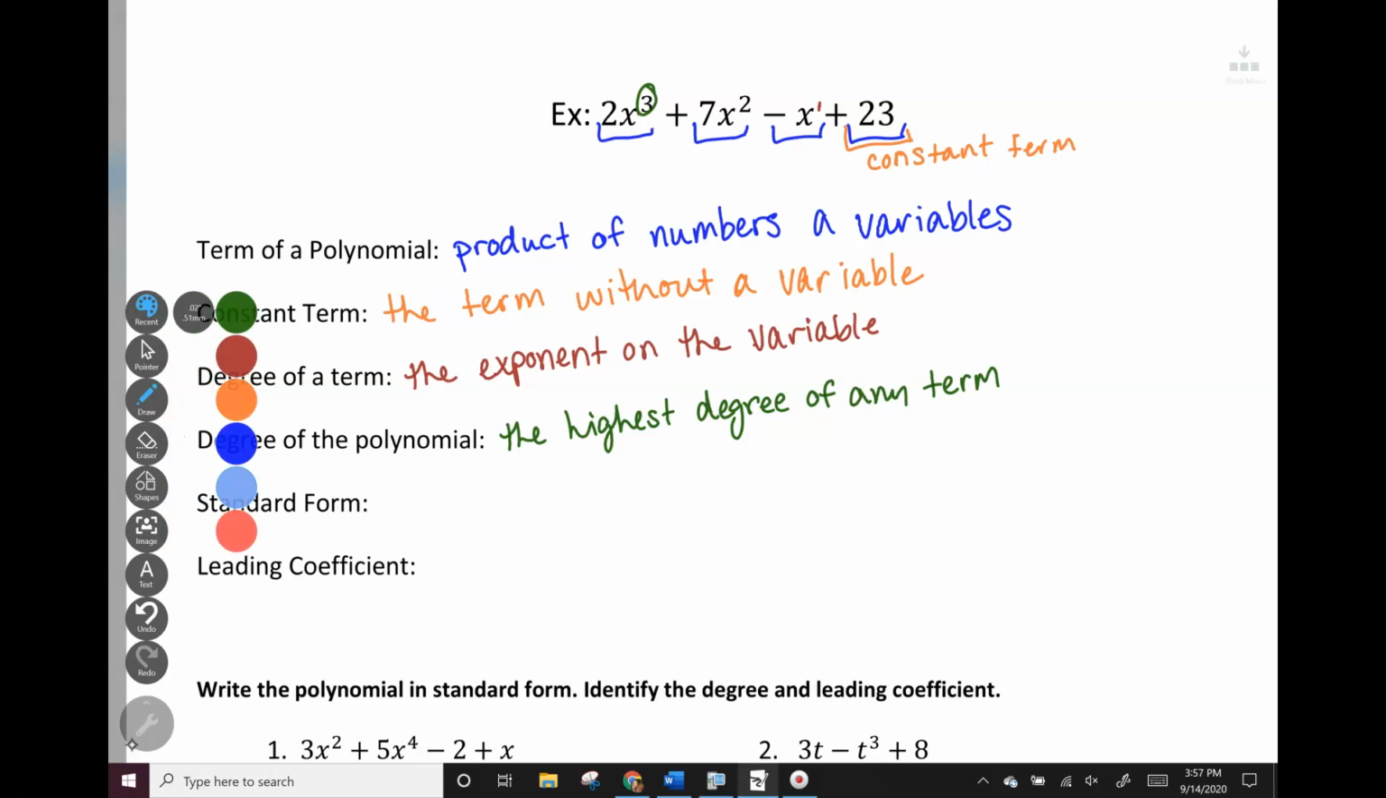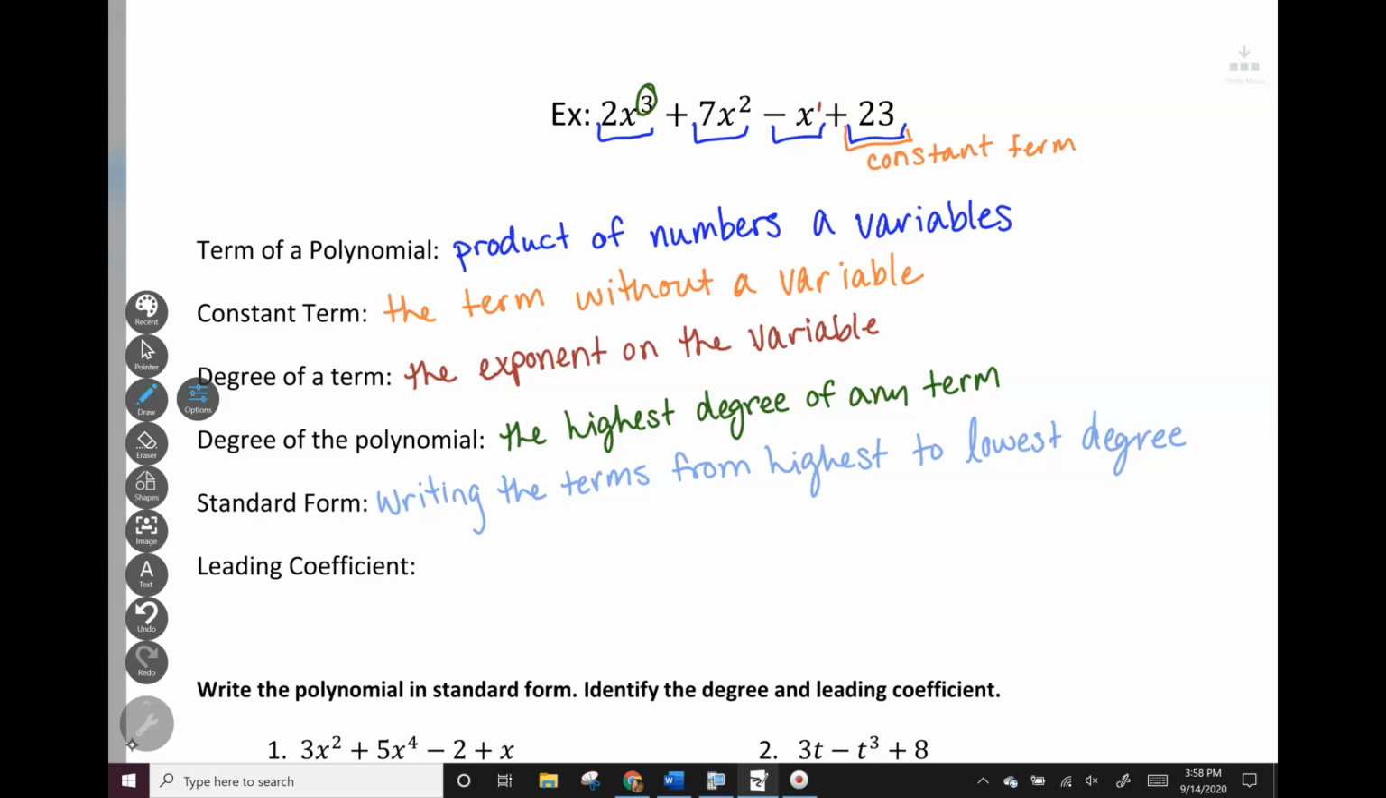Standard form. What is standard form? That's when you write the polynomial in order of the degree. So you're writing it so that the highest degree comes first and then it just goes down from there. And that's actually how it's already written up there. We've got the degree 3, 2, 1, 0. So that is standard form for a polynomial.